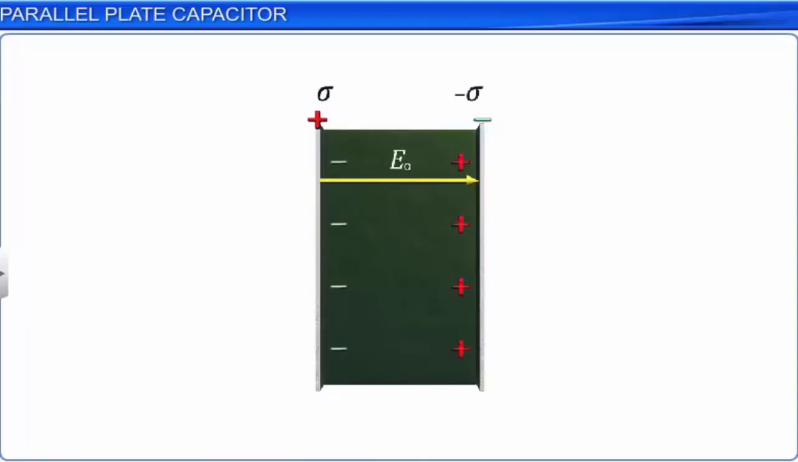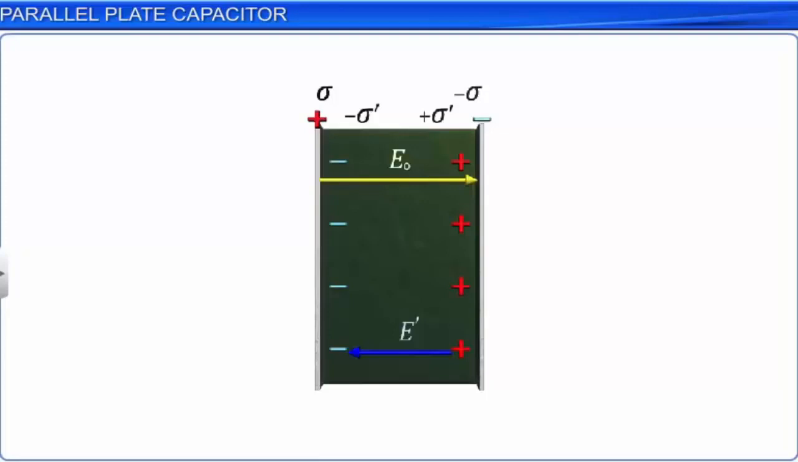Due to this, there is a weak induced electric field, say E dash, in the direction opposite to that of E naught, since the dielectric material has lesser number of free charge carriers as compared to the metal plates, which are conductors.